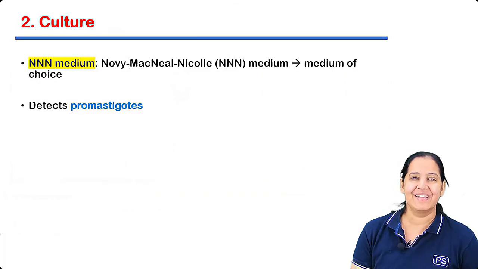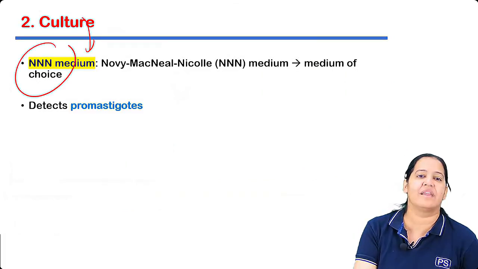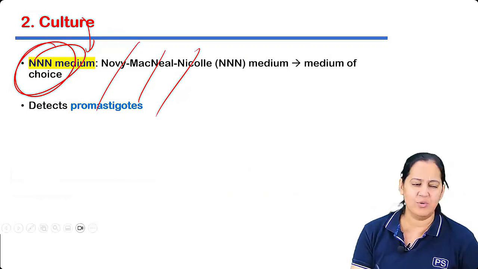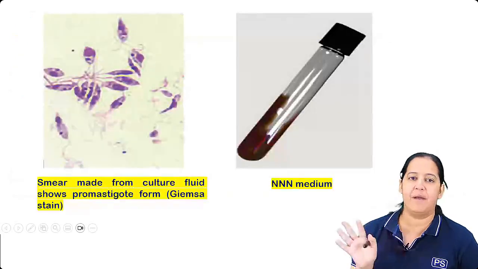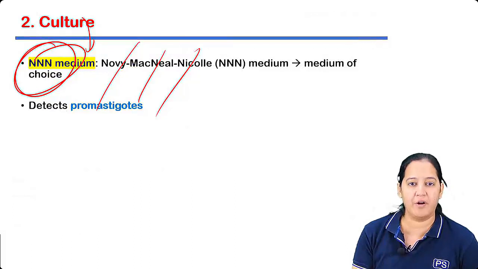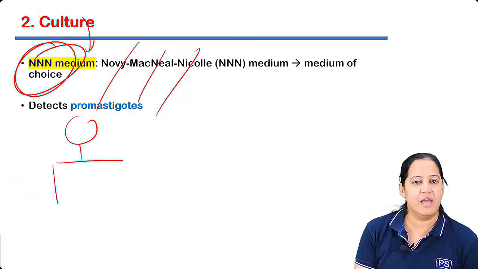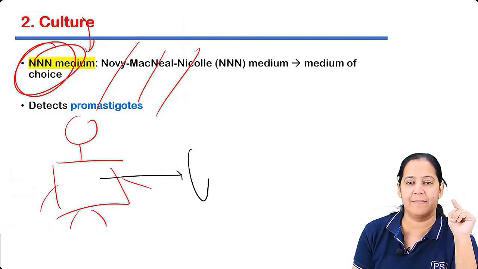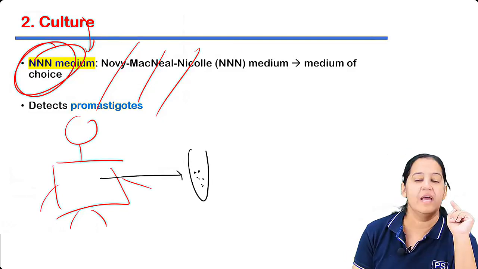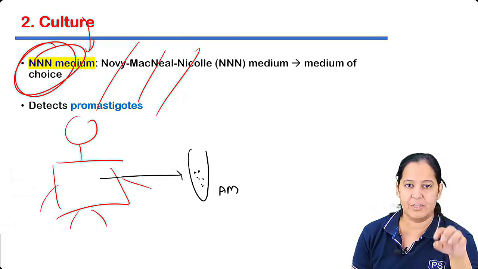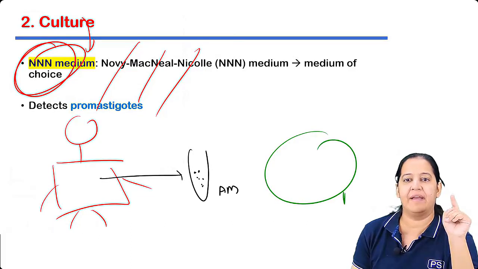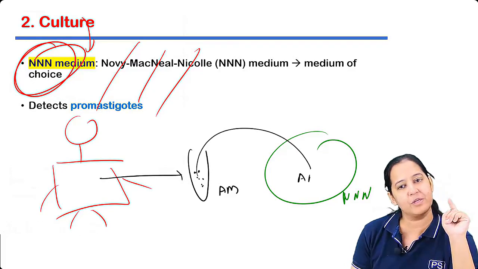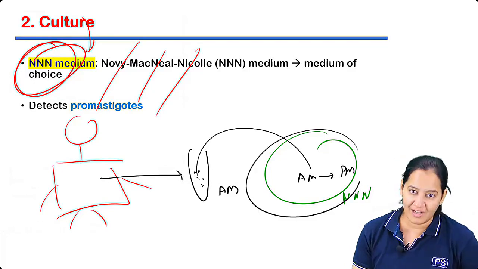Got it? For culture, there is a selective culture, NNN, triple N: Novy, MacNeal, Nicolle, the names of the three scientists. Learn the full form; we do it on triple N. So on triple N, when you put the blood of the patient, this is my patient having Kala Azar. I'm suspecting Kala Azar in my patient, so I will take a blood sample. In the blood, amastigotes are there. We know humans have amastigotes. So whenever I take triple N media and do the inoculation here like this, the amastigote converts to promastigote. And on the culture media, I get promastigote.